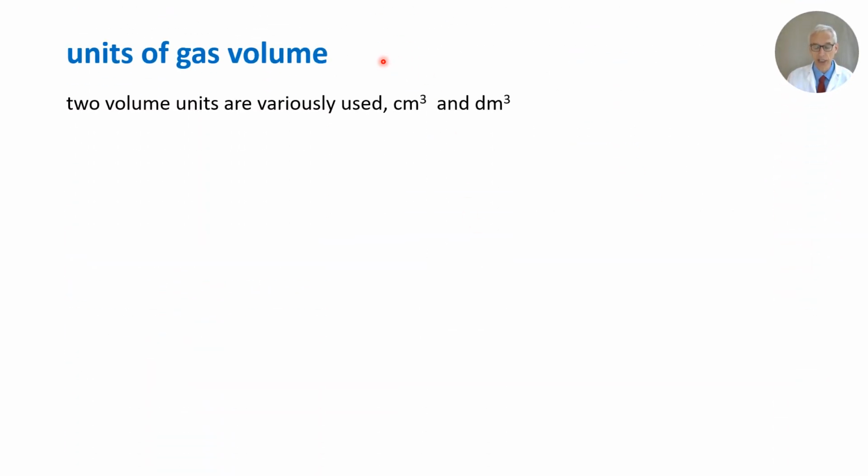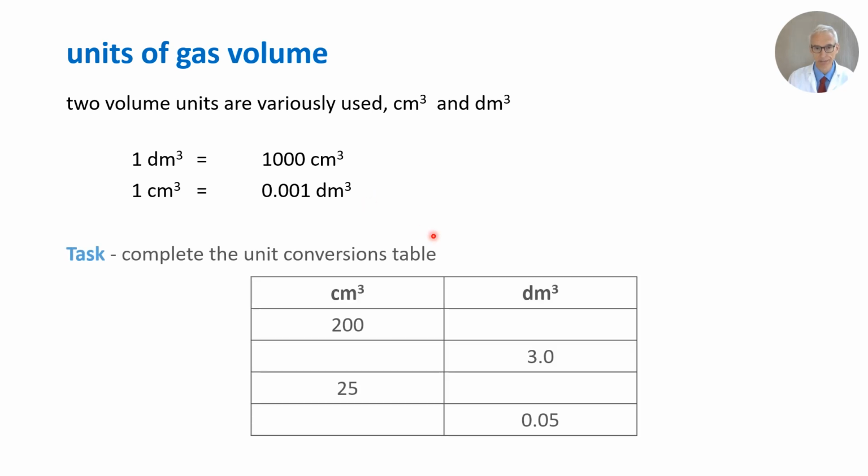Firstly, we need to discuss units of gas volume. So there are 2 volume units interchangeably used, centimeters cubed and decimeters cubed. 1 decimeter cubed is equivalent to 1,000 centimeters cubed, and 1 centimeter cubed is equivalent to 0.001 decimeters cubed, in other words, 1,000th of a decimeter cubed. It's necessary to convert between centimeters cubed and decimeters cubed.